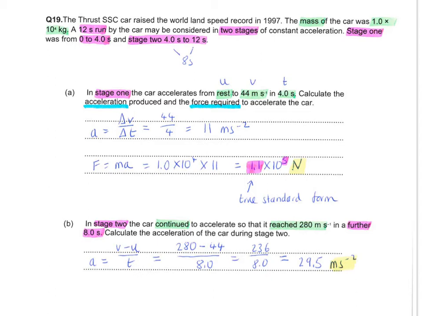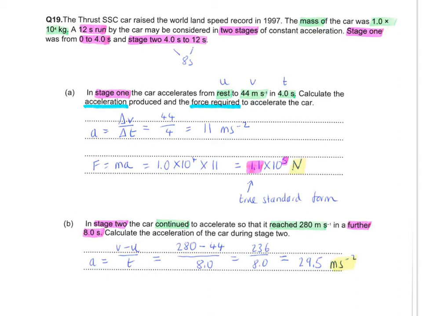Next, you are told that you're looking at stage 2, and the car continued to accelerate so that it reached 280 meters per second in a further 8 seconds. This is where you're having to read the question carefully to interpret it correctly. So once again, you're asked for acceleration. Acceleration is rate of change of velocity. I've just written it slightly differently this time.